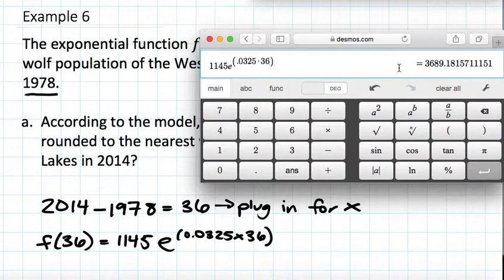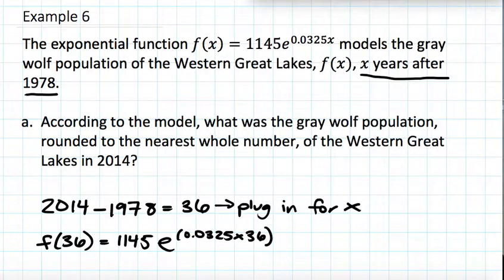And so my answer here is 3,689.18. Since this is wolves and it says rounded to the nearest whole number, obviously it wouldn't make sense to have 0.2 wolves. Animals only come in whole numbers. So I'm going to round this to 3,689. That would be my answer that I would type in to MyMathLab if this was a homework problem. 3,689 wolves.